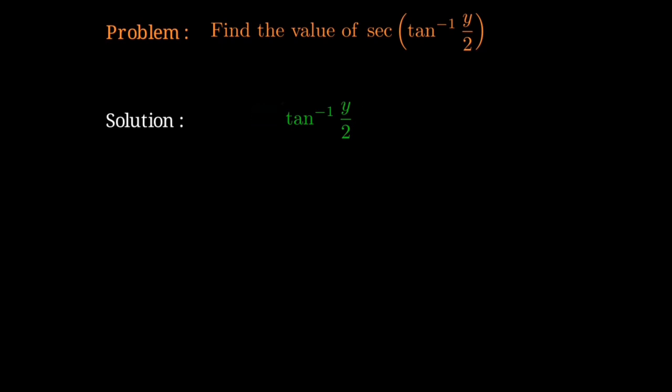First, convert the tan inverse expression into an equivalent sec inverse to make it easier to evaluate, sec of tan inverse y by 2. Here, P equals y and G equals 2. So, tan inverse of y over 2, we can actually rewrite this as sec inverse of h over g. By Pythagoras, h equals root of p squared plus g squared.